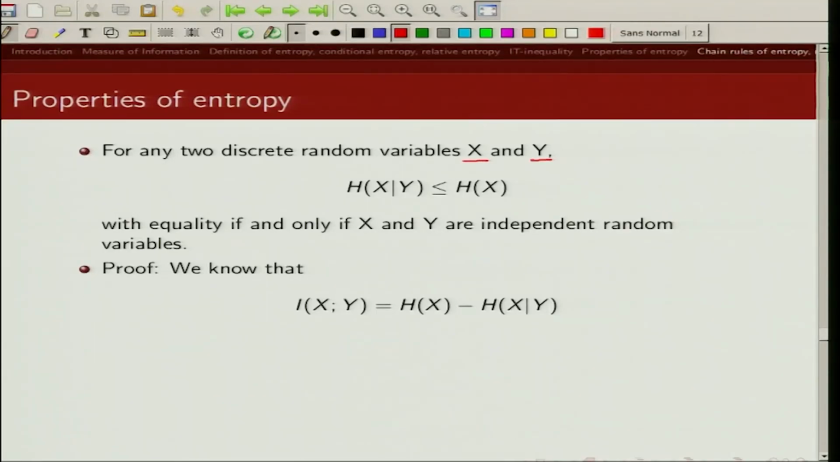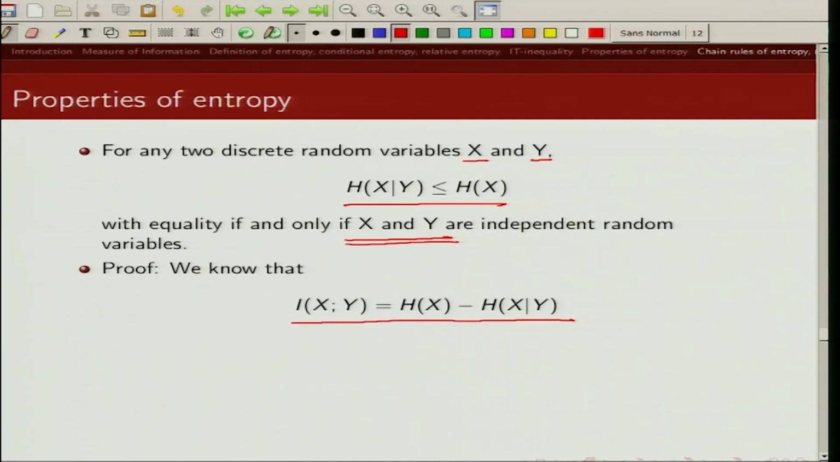Now let us prove some more properties of entropy function. If you have two discrete random variables x and y, then conditioning cannot increase entropy. So entropy of x given y is always less than or equal to entropy of x, and this equality happens only if x and y are independent. In that case, y does not provide any information or reduction in uncertainty of x. So how do we prove this result?